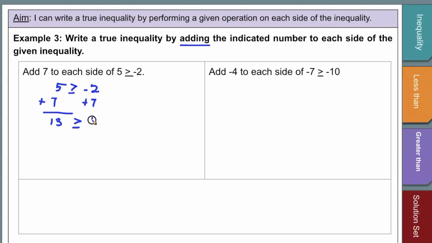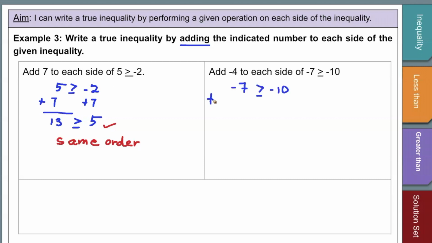This will result in the new inequality 13 greater than or equal to 5. Is this true? Yes, 13 is greater than or equal to 5. You also notice that the inequality symbol in both 5 greater than or equal to negative 2 and 13 greater than or equal to 5 is the same, greater than or equal to. These two inequalities are said to have the same order. Let's look at another example.